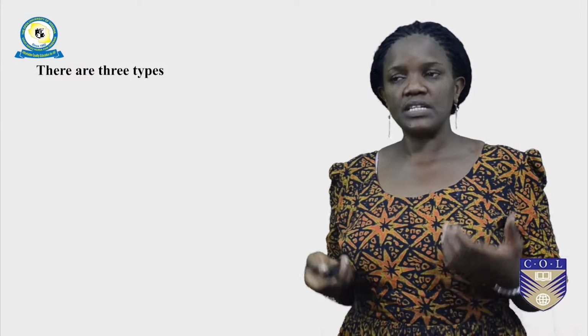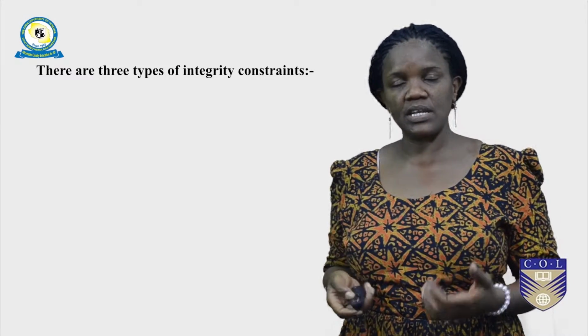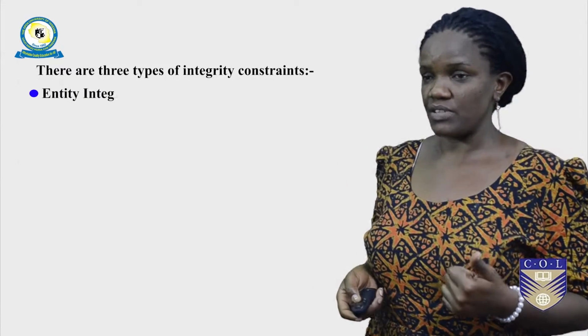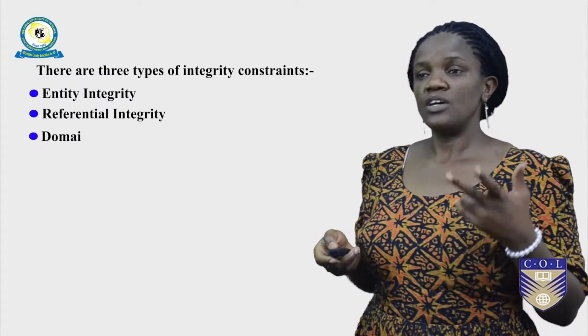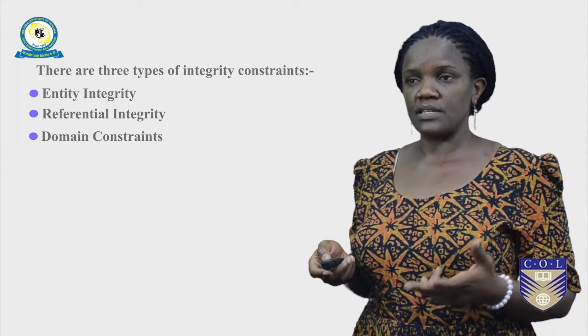There are three types of integrity constraints. One is entity integrity, two is referential integrity, and three is domain constraints. So what is entity integrity?